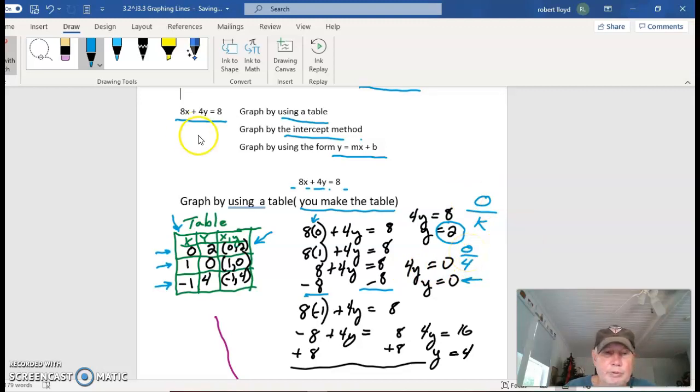So we've got 2 points. Let's go to our third here. We put -1 in, and we'll get -8 plus 4y equals 8. We get rid of the -8 with a +8, and we have 4y equals 16. Divide both sides by 4, and y will equal 4. So our ordered pair here is -1 for the x. We put that in, and we got 4 for the y.